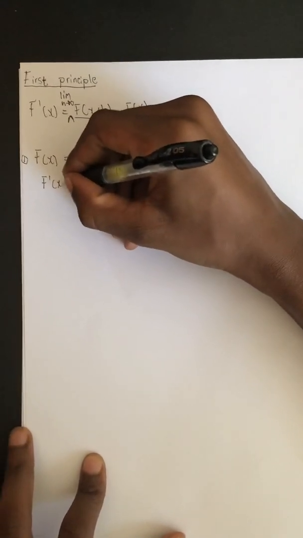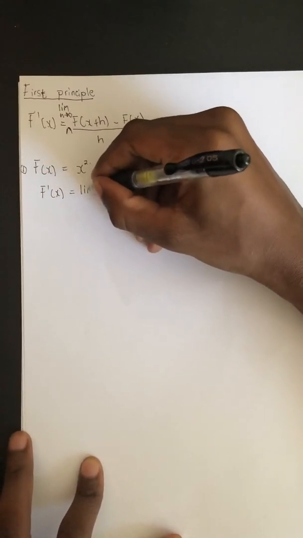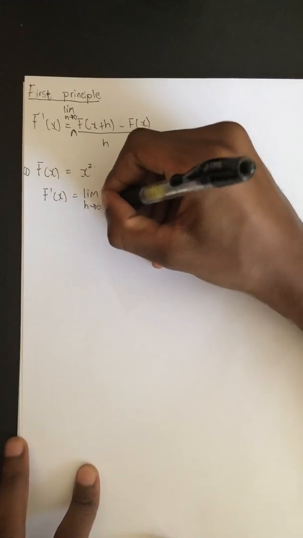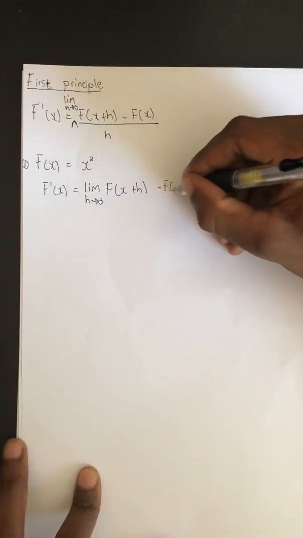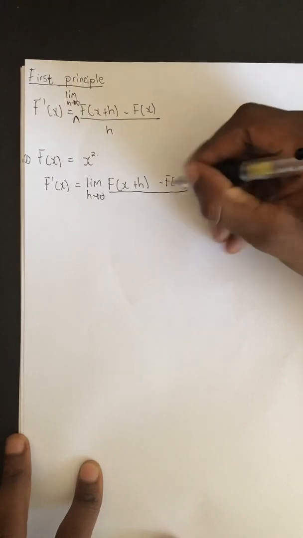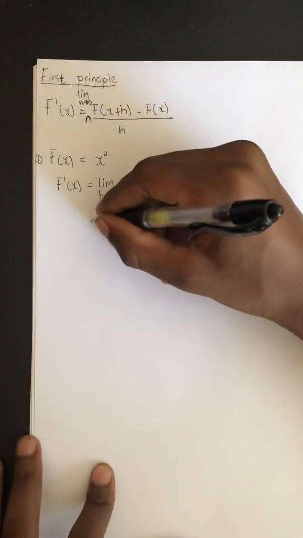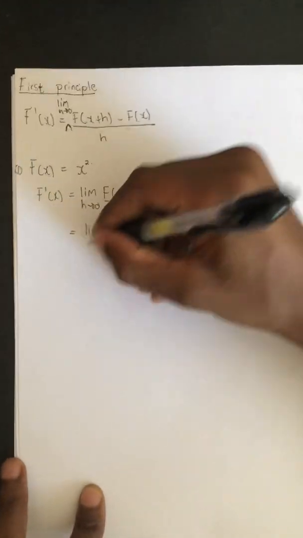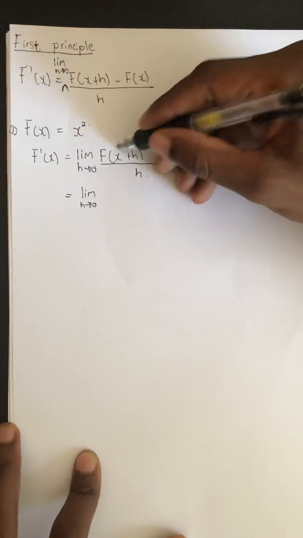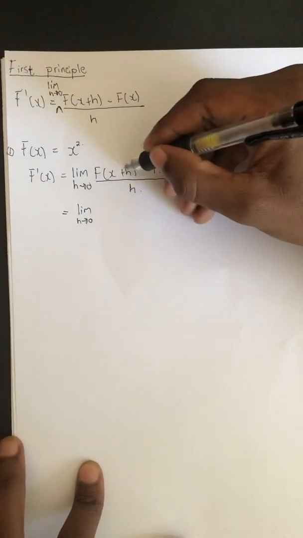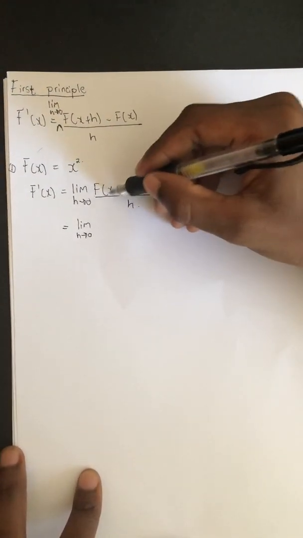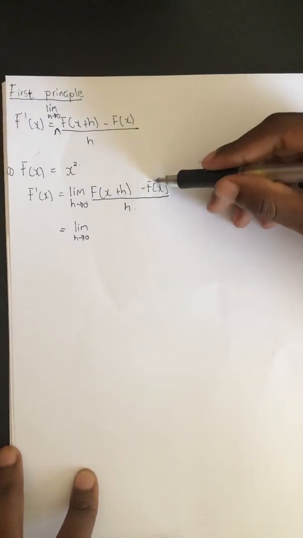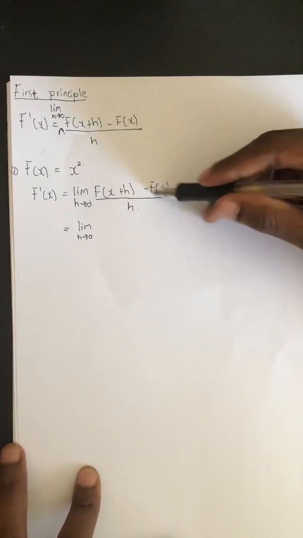f prime of x is equal to the limit when h approaches 0 of f of x plus h minus f of x all over h. So how do we use the formula? You keep the limit when h approaches 0. Then this part, what does this part mean? Basically this part means go to the original f function. Wherever there is x, you replace it with x plus h. And then this part means just subtract the original f of x.